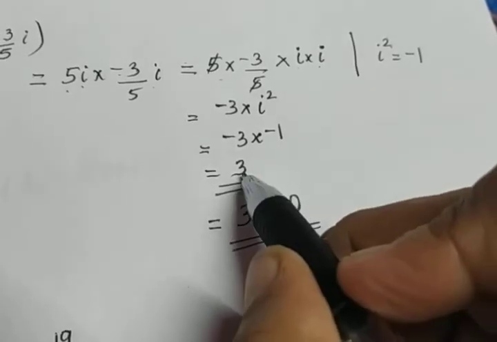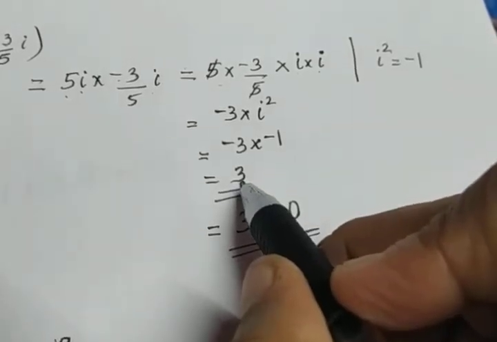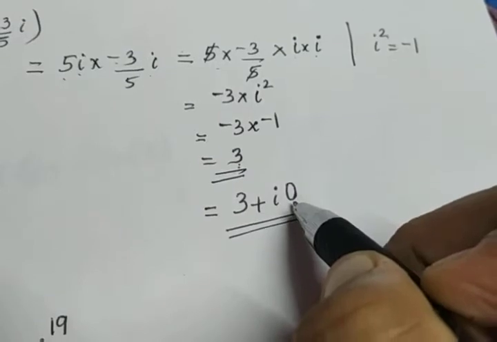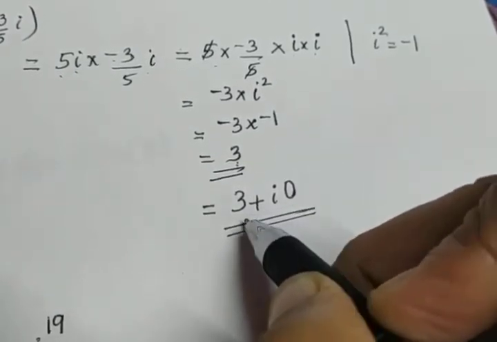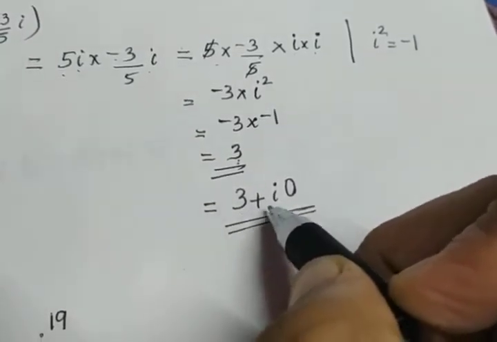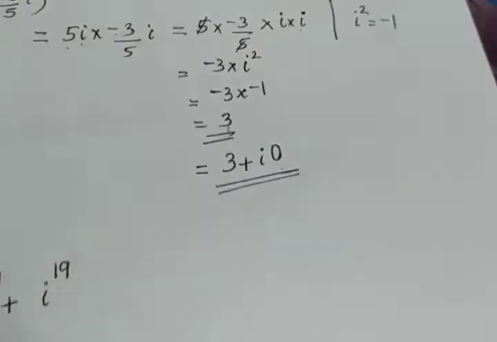So if we are getting a number 3 and we want to express it in the form a plus ib, make the imaginary part 0 and write the complex number as 3 plus i into 0. Okay. Moving to the second question.